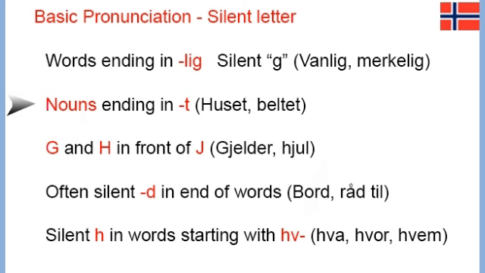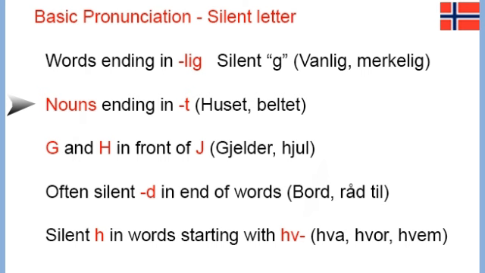The next silent letter is the letter T in definite nouns. We will cover this in the next video. Norwegian has three noun genders: male, female, and neutral. In the definite form, you add an ending to the nouns. When it is a neutral noun in the definite form, you add the T and the T gets silent. So in this example, it's huset or bålet.